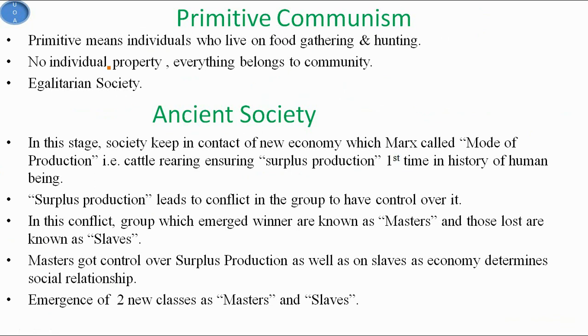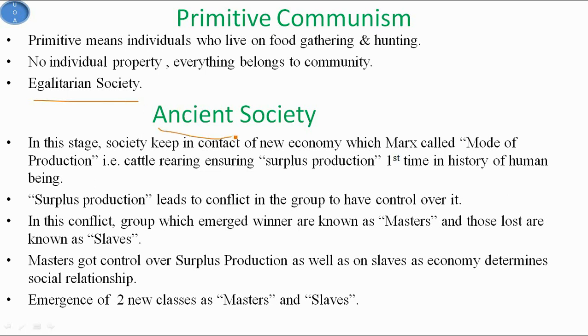Now first we look at primitive communism. As you know, primitive means the old ones, or those individuals who live on food gathering and hunting, or the starting society, the society at the starting stage. And communism means here the property belongs to the community, not to the individual. As you know, there is no surplus production here, which leads to the formation of a classless society, that is, all were equals, which is known as an egalitarian society. That means all people are equal here.